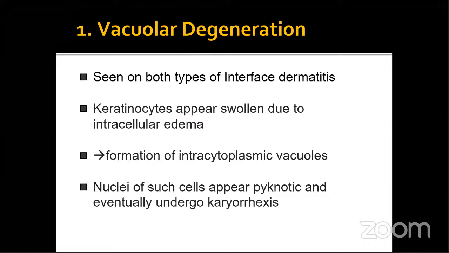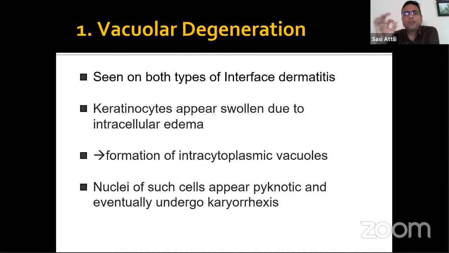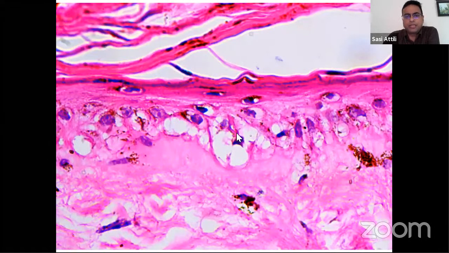Here, the keratinocytes appear swollen due to intracellular edema, and this leads to formation of intracytoplasmic vacuoles. The nuclei of such cells eventually become pycnotic, small, rounded, of abnormal shape, spindle shaped, and eventually undergo karyorrhexis, and the nucleus is destroyed. This is a typical example. You can see here, the cells have developed intracytoplasmic vacuoles, and the nucleus has become hyperchromatic, pycnotic, pushed towards one side. So this is an example of vacuolar or hydropic degeneration.